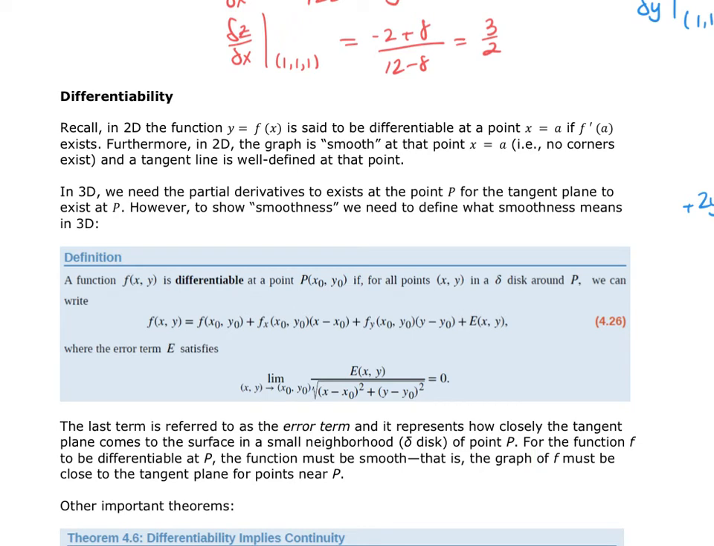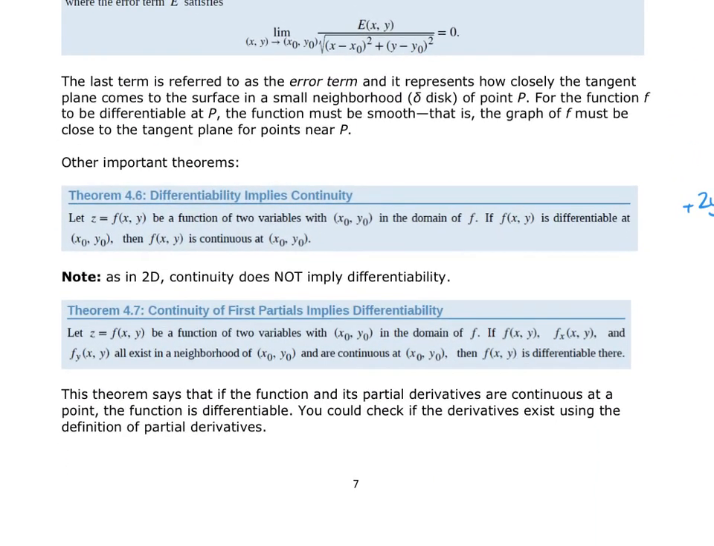Other important theorems that we get are that differentiability implies continuity. So if it's differentiable, it's continuous. However, if it's continuous, it does not imply differentiability. We had that example earlier. And this last one is kind of important.